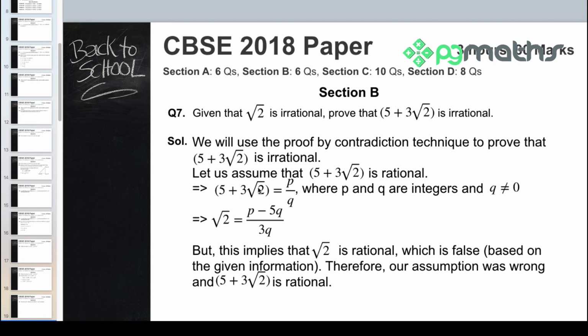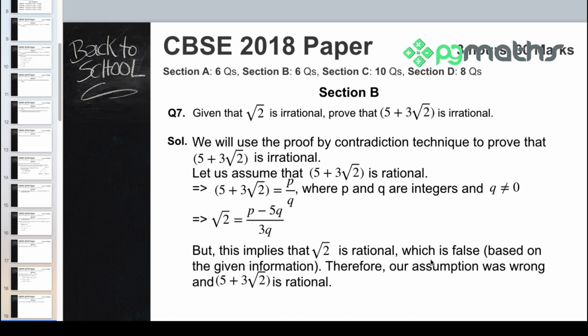Let us assume to the contrary that it is rational. It means it can be expressed in the form p by q, where p and q are integers and q, which is in the denominator, is not equal to 0, because that would make this term infinity, which cannot happen. So this implies root 2, taking the entire thing to the right except the root 2 part, equals p minus 5q divided by 3q. But this implies that root 2 is rational, because everything on the right is rational. It is false.